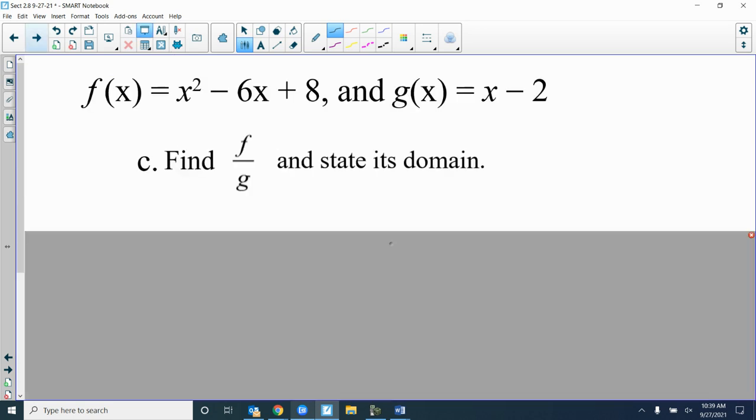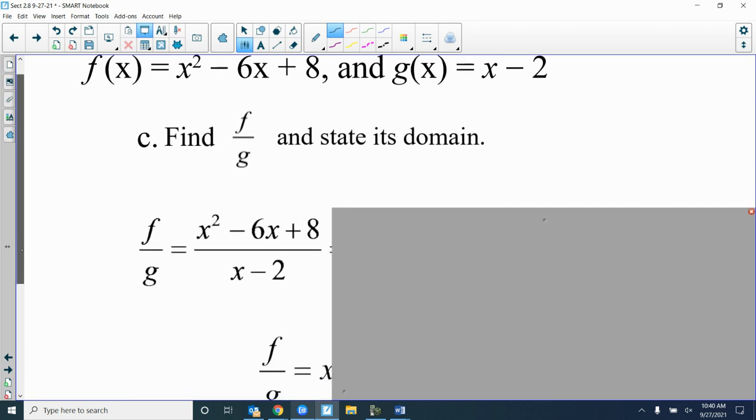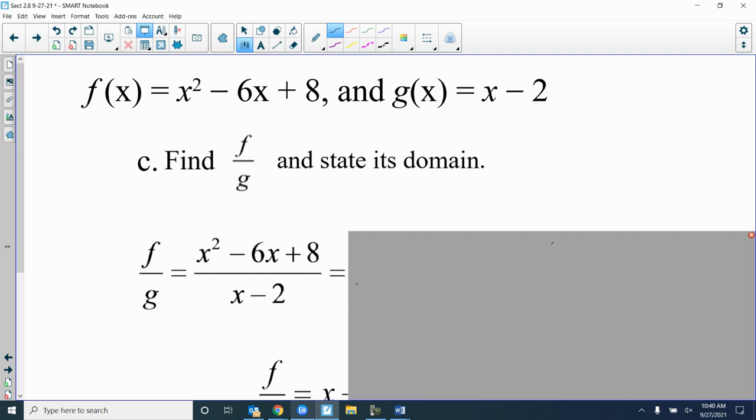All right. So for C, f of x equals x squared minus 6x plus 8. G of x equals x minus 2. Find f divided by g, state its domain. Well, do your first step. First step is just going to write f on top of g. You're just going to write it like that: x squared minus 6x plus 8 over x minus 2.